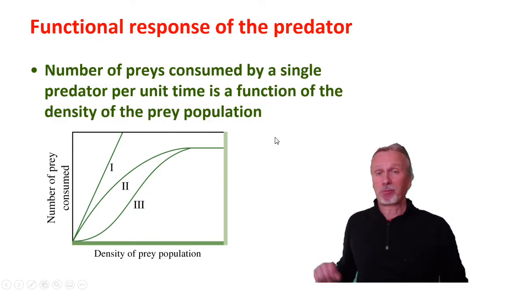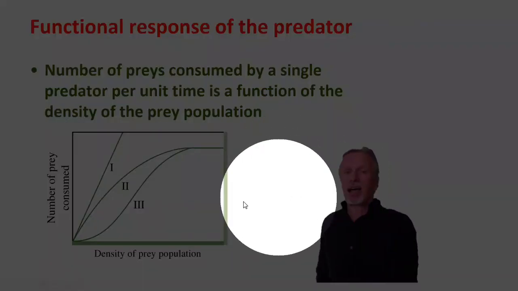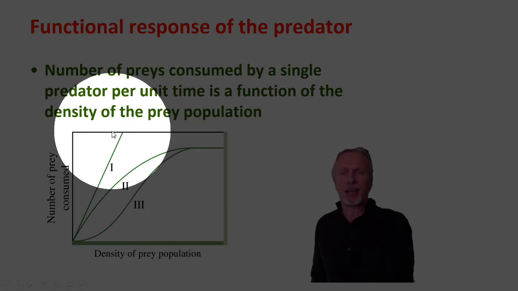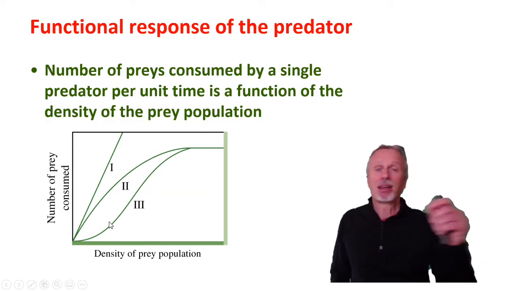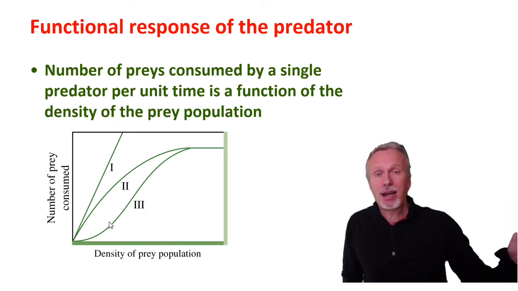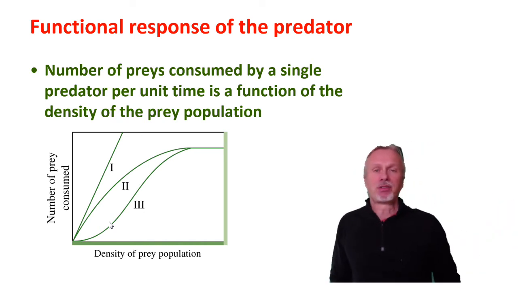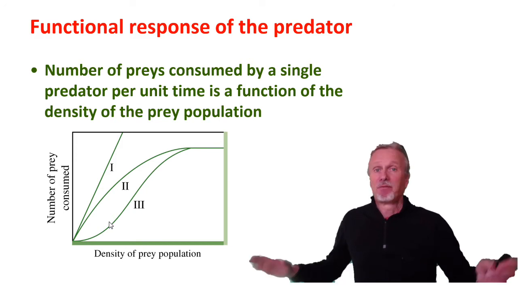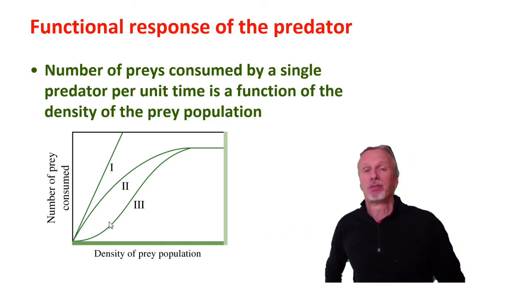There are some differences, which we're going to see now, but at really high density, on the other hand, all these different curves level off to a constant number of prey consumed by the predator per unit time, corresponding to the handling rate: how many prey, given an enormous prey abundance, a predator is able to consume.